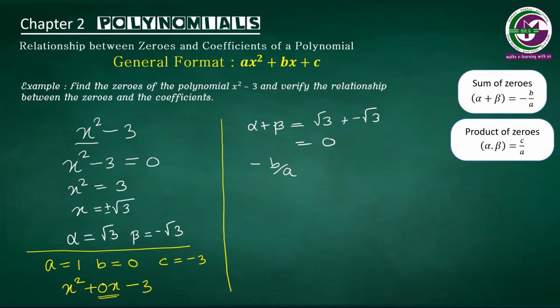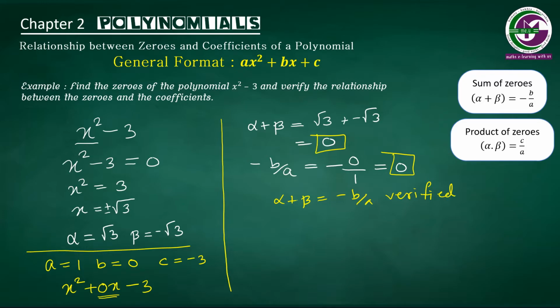Okay, so we'll find minus b by a. So minus b by a is minus of b, which is 0, divided by a, which is 1. So 0 by any number is 0. That means these two values are same. So alpha plus beta equals minus b by a, verified.